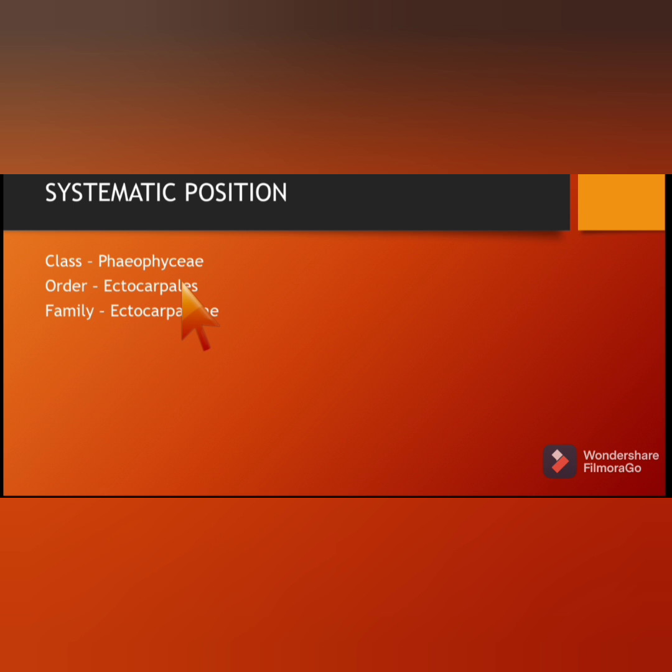of brown algae, and it belongs to the order Ectocarpales. This order Ectocarpales includes about 60 genera of brown algae, which are commonly found in cold sea water of the temperate and the polar regions.